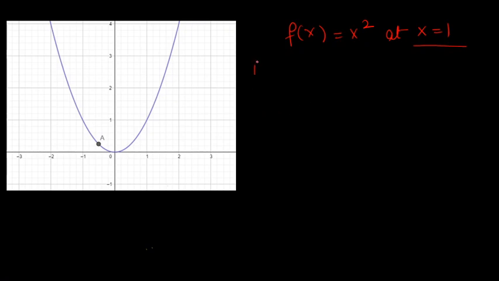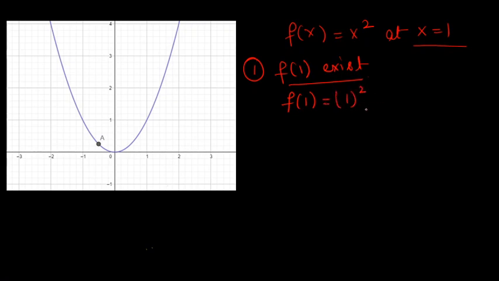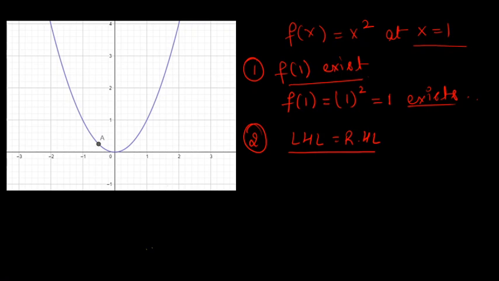First of all we have to show that f of 1 exists. Let us find the value of f of 1. Just substitute x equal to 1 in the given function, and it is 1. So this exists, and the first condition is satisfied. The second condition is that the left hand limit should be equal to the right hand limit, or the limit should exist. Left hand limit at x equal to 1 means that x is approaching 1 from the left hand side of 1.